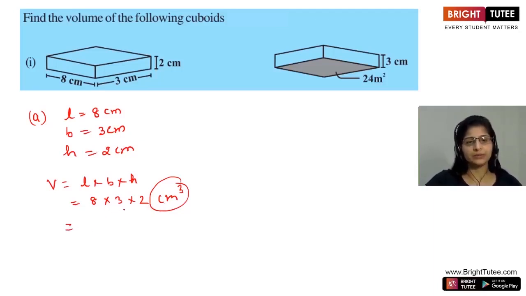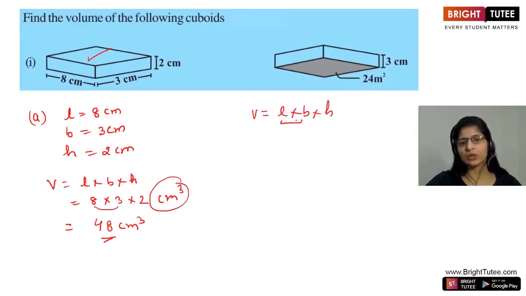So now see, 8 3s are 24. 24 2s are 48 cubic centimeter. This is the volume of this cuboid. Now for the second one, we see that the area of base is given, right? So volume is what? Length into breadth into height. Length into breadth is the area of base, and area of base is given as 24 square meter into height, which is 3 centimeter. Right? This is in centimeter, this is in meters.